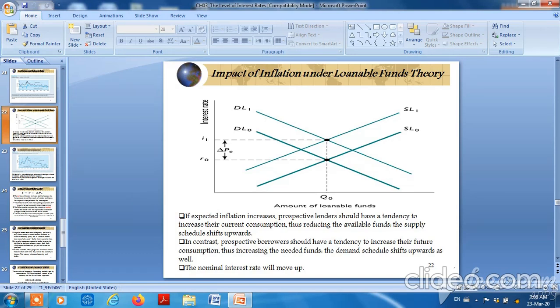علشان كده الانترست rate will move from RO to I1. The nominal interest rate will move up. يبقى will move from RO to I1.